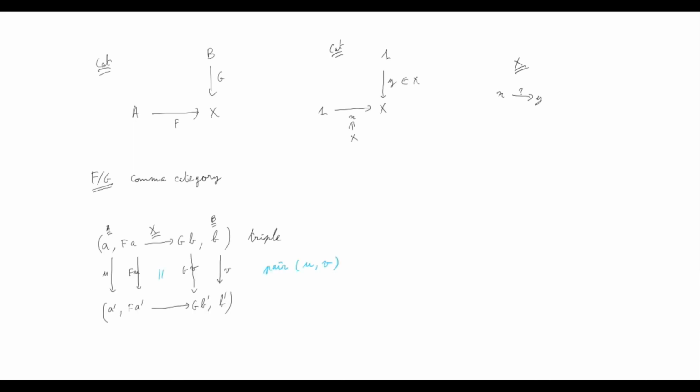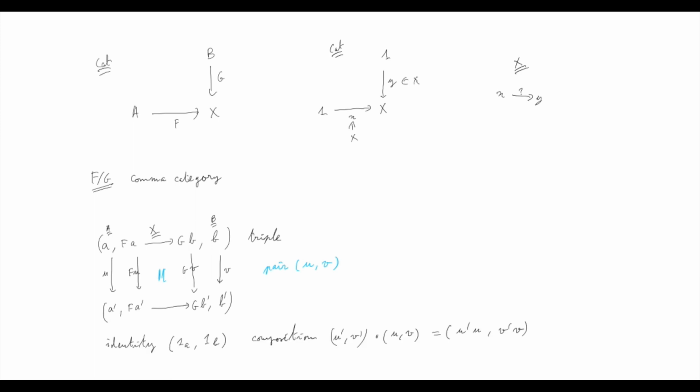And between two such triples, we will consider pairs of morphism, U and V. U is a morphism in A, V is a morphism in B, with the additional property that if we transport U and V within X by F and G, the square will commute. That is, it doesn't matter which direction we take, it defines a common morphism from F of A to G of B prime. So this commutation is essential.